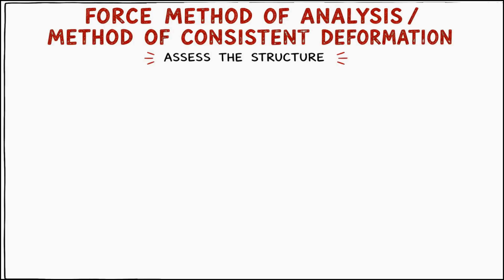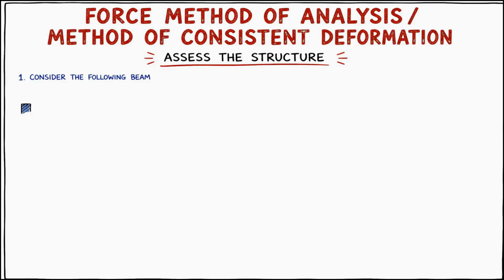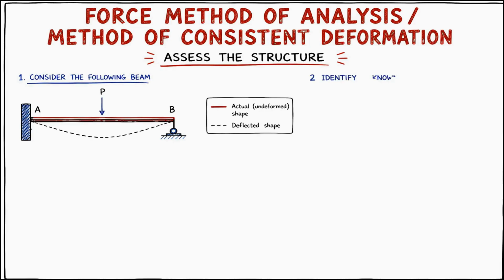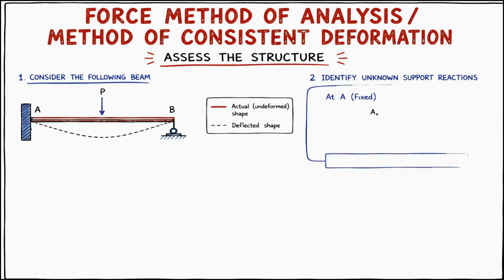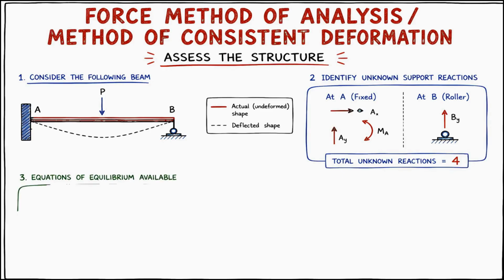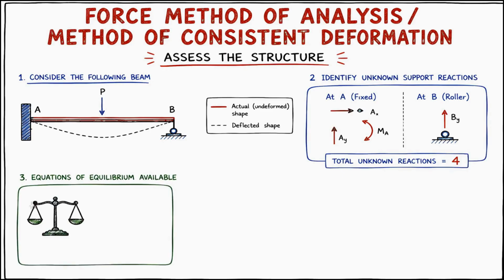Let us start with this beam. It is fixed at A and supported by a roller at B. A concentrated load P acts on the beam. Before solving anything, we must determine the degree of indeterminacy. Let's count the unknown reactions. At A, we have AX, AY, and MA. That gives us 3 unknowns. At B, we have one reaction, BY. So total unknown reactions are 4.